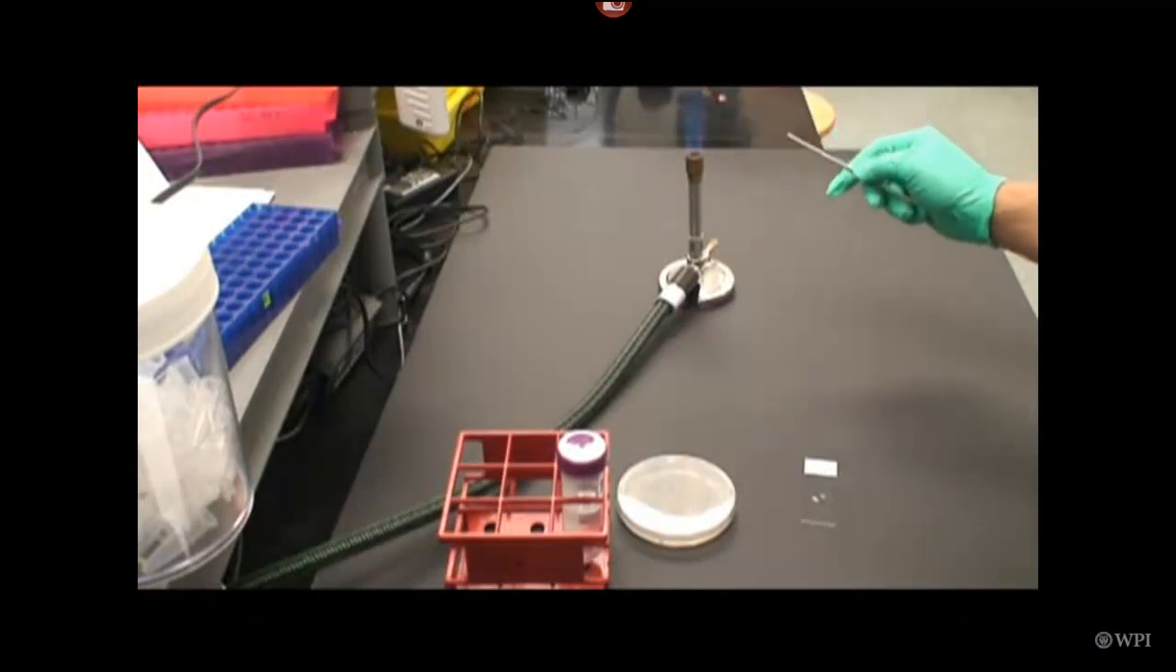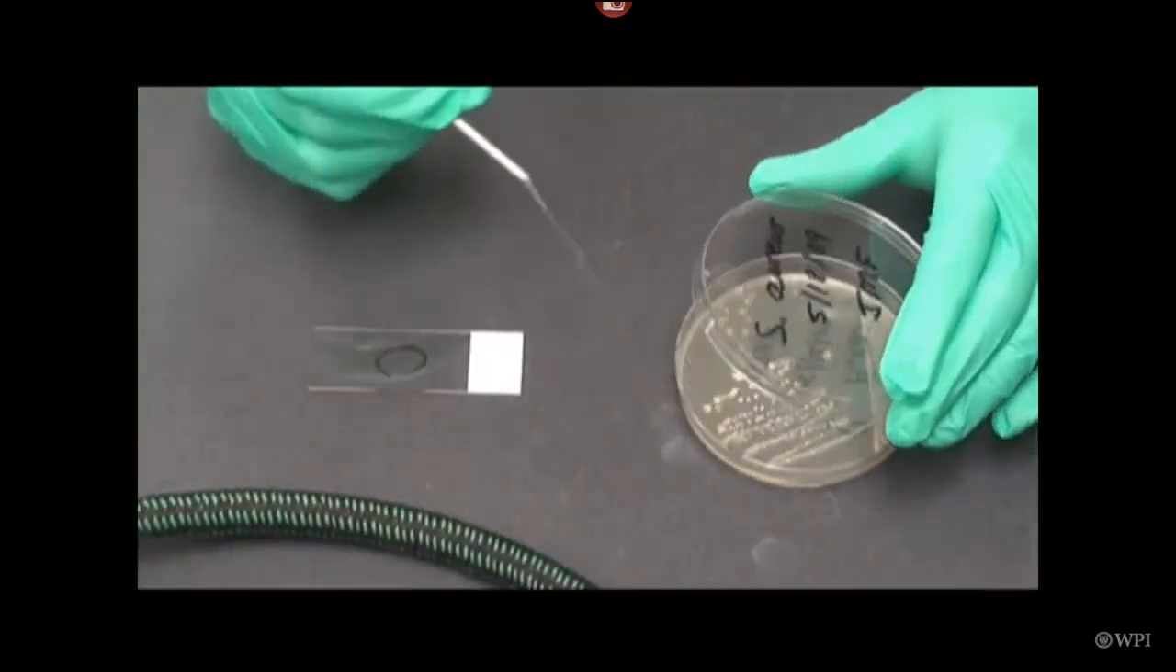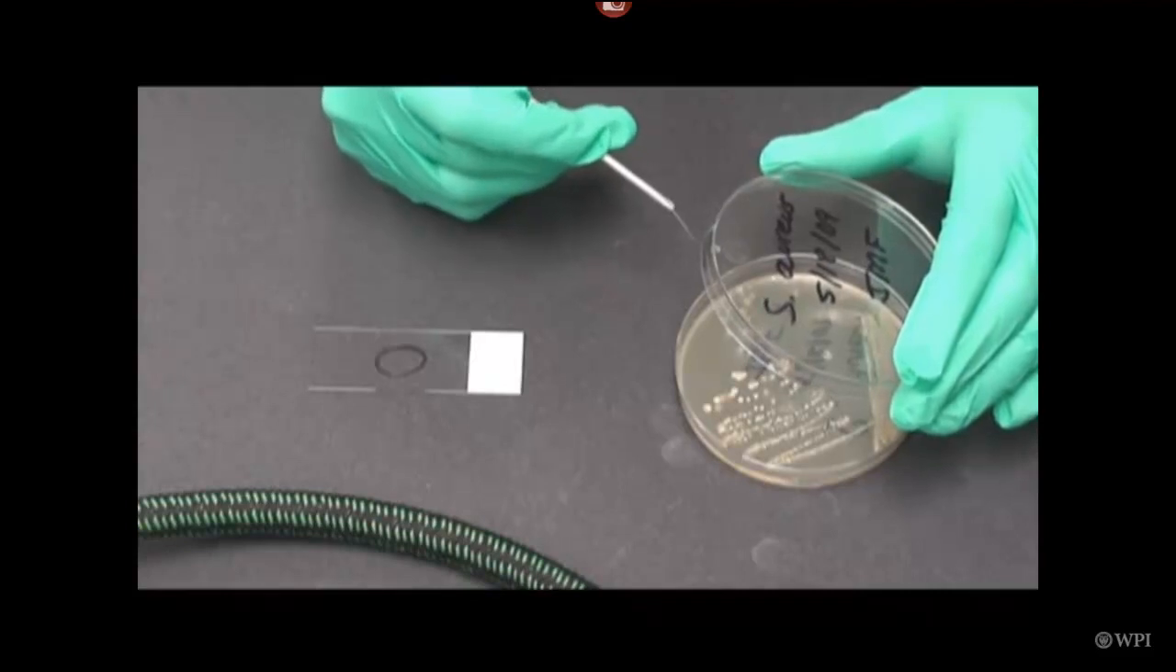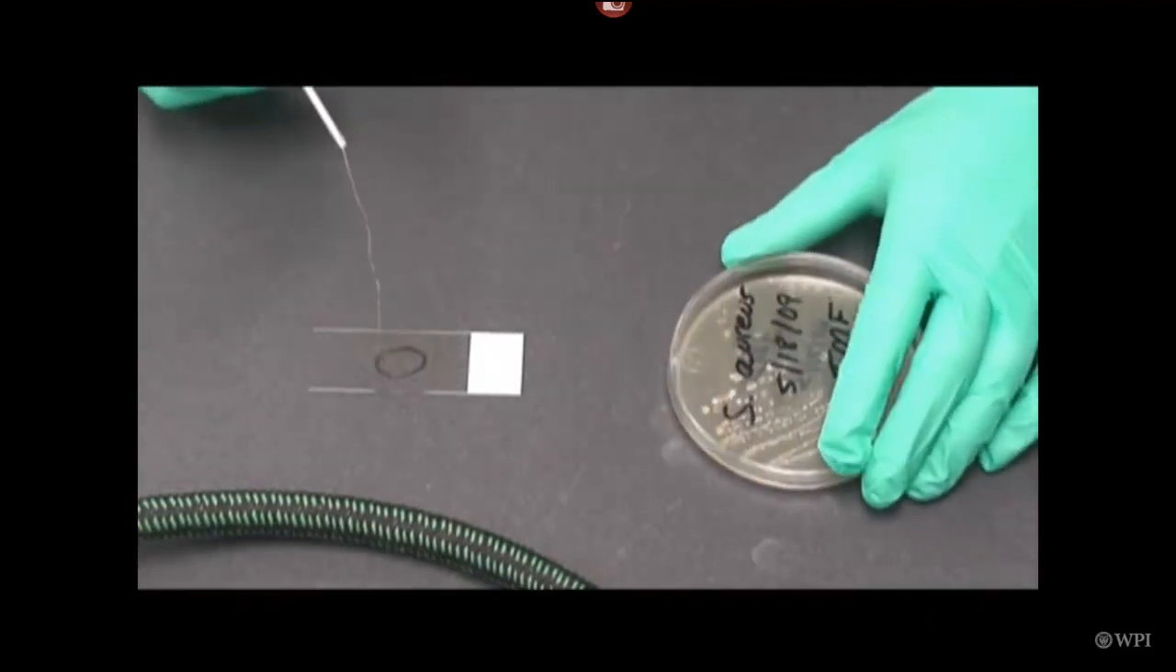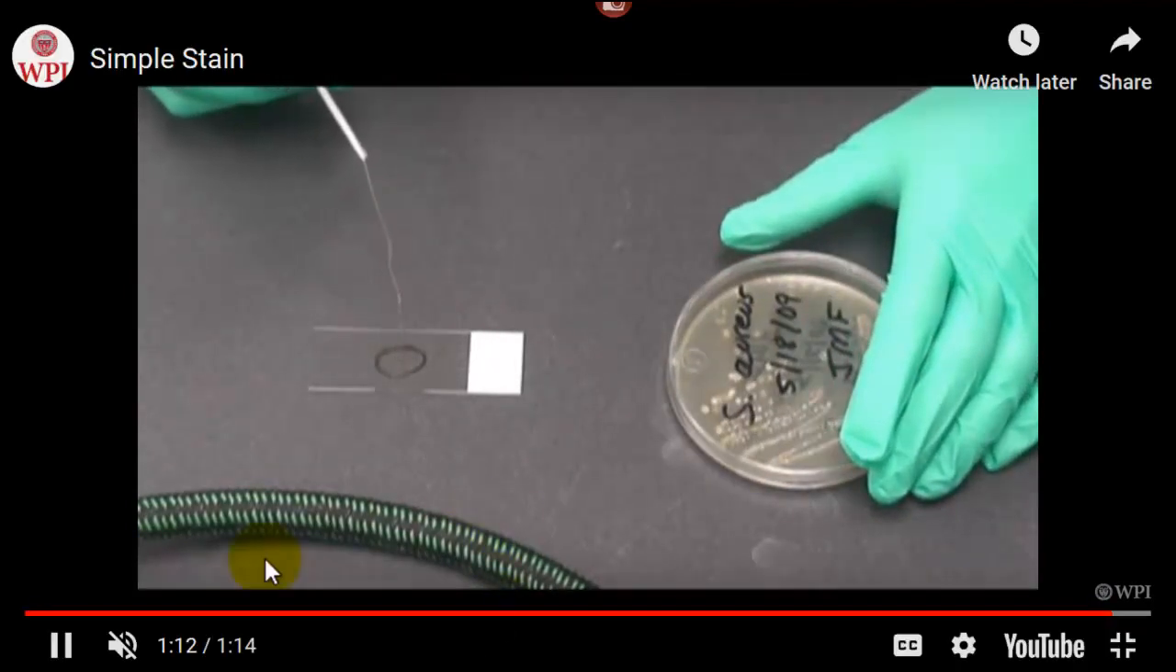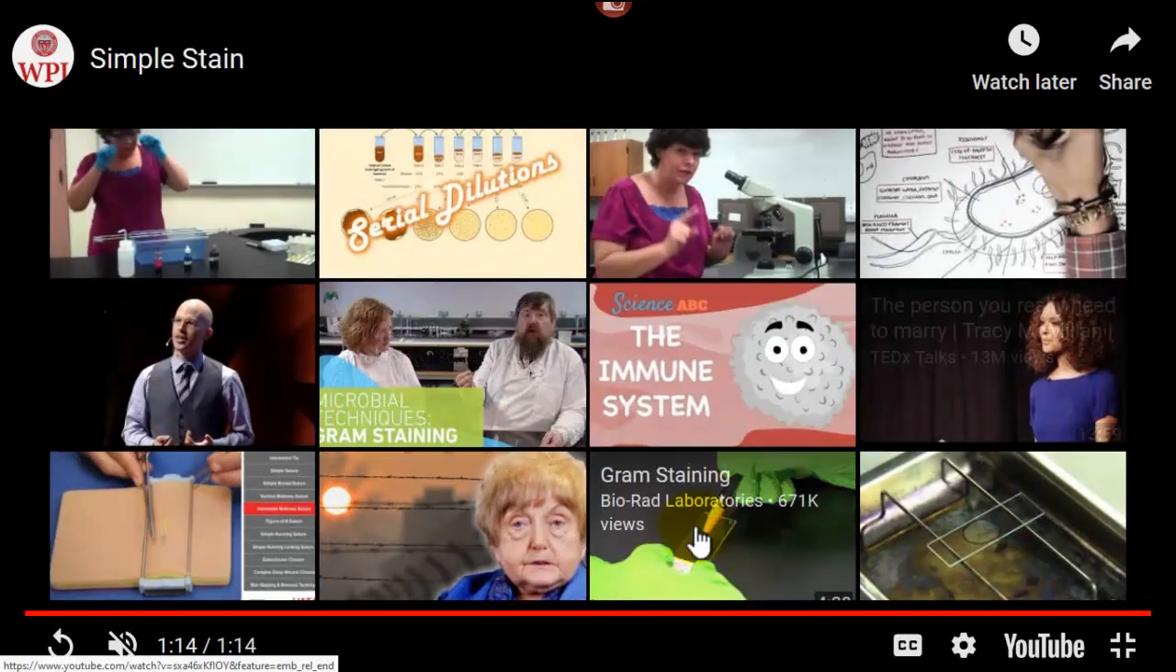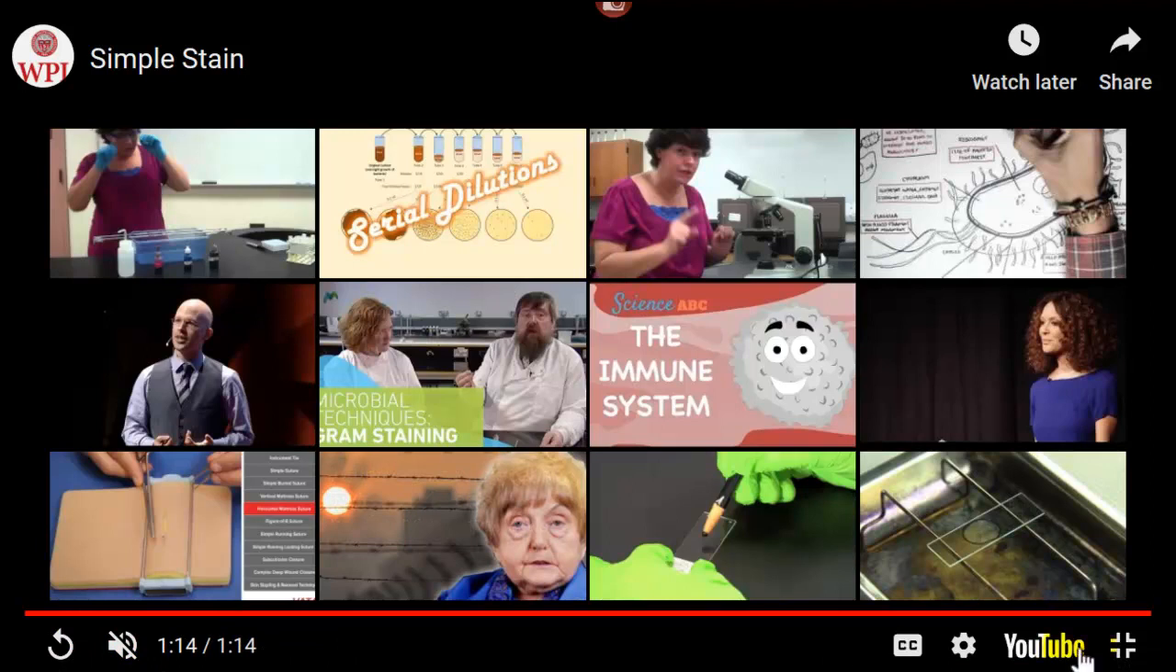And I'm kind of watching this as you guys are. So there's a streak for isolation, it looks like. Staph aureus. See the Staph aureus? Now he's mixing the bacteria into the water. Okay, and we will have to pick that up with the gram stain.